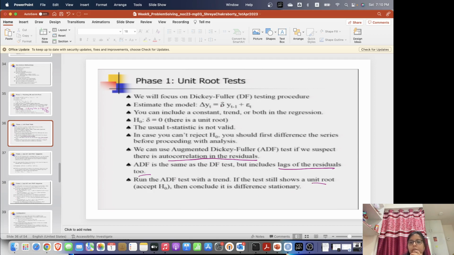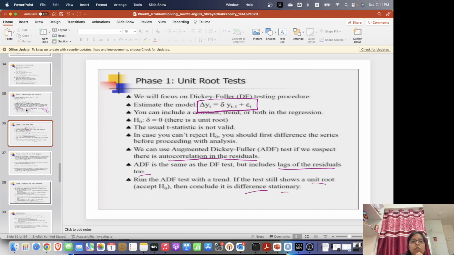Okay, so what we test is that we test a difference series on its previous lags, and we test for this term delta equal to 0. If delta equal to 0, then we conclude that this is non-stationary, but if it is not equal to 0, then we conclude that this is stationary. Okay, the difference is stationary.